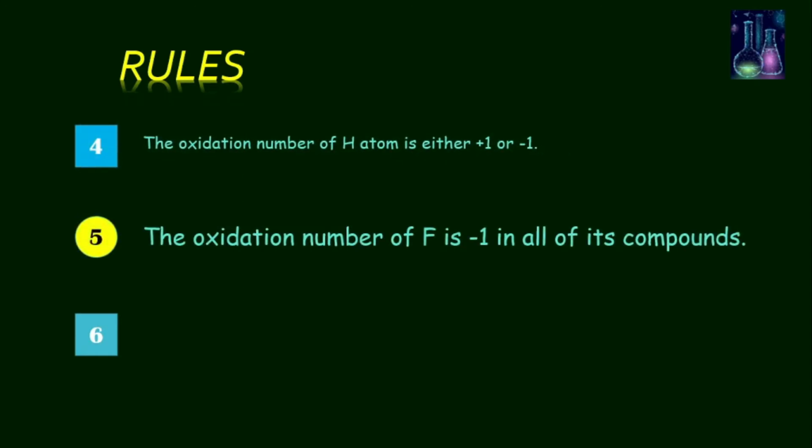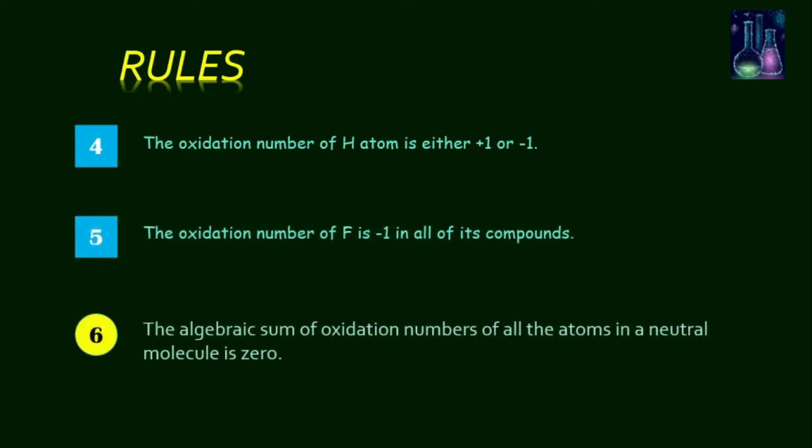Fluorine shows the -1 oxidation state only. Fluorine always shows a -1 oxidation state in any of its compounds. The algebraic sum of the oxidation numbers of all the atoms in a neutral molecule is 0. For example, in water, H2O, oxygen is -2 and each hydrogen is +1. So 1 into 2 plus -2, and the overall charge of the molecule is 0. We'll be doing some more examples later on.